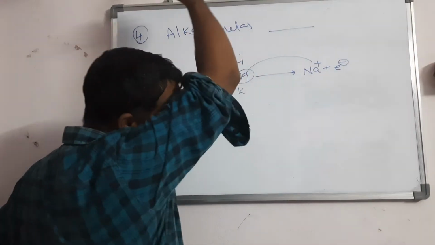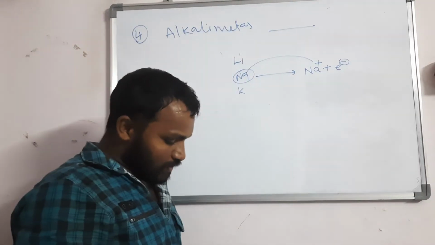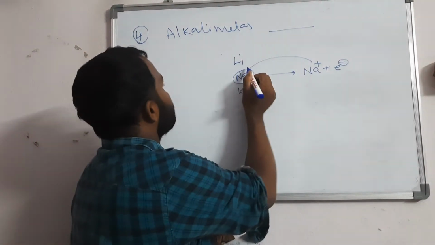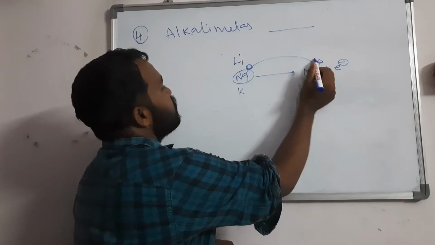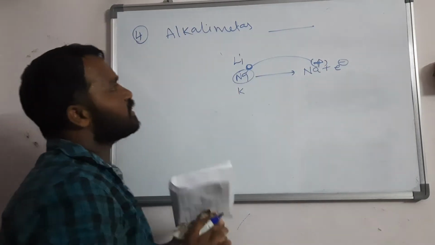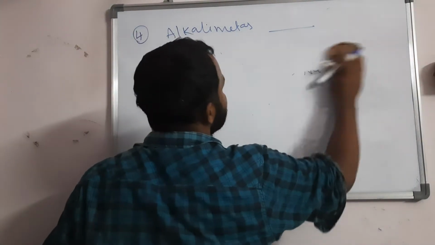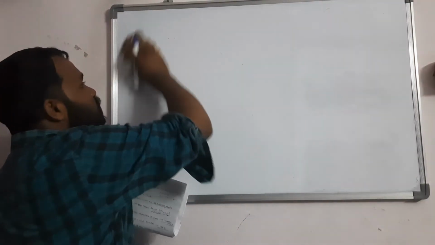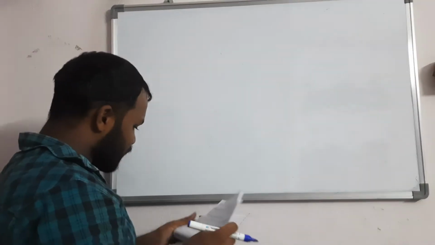So this goes from 0 to plus 1, which is oxidation. The species which undergoes oxidation is called the reducing agent. So alkali metals act as a reducing agent. This concept we can also explain using ionization energy.